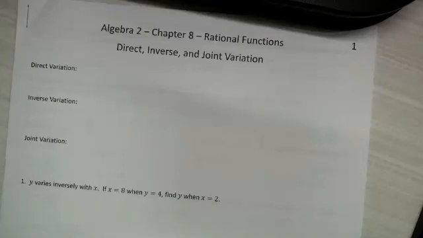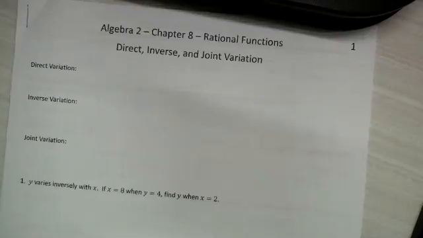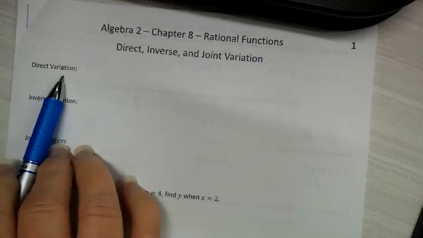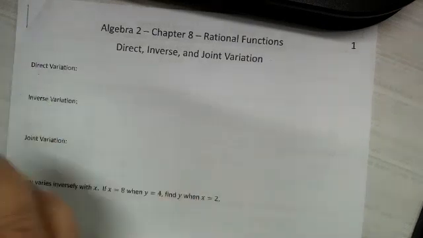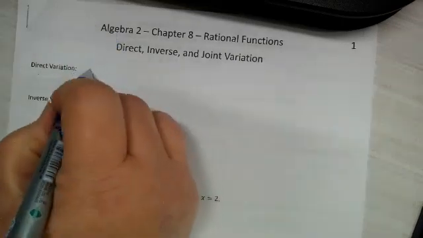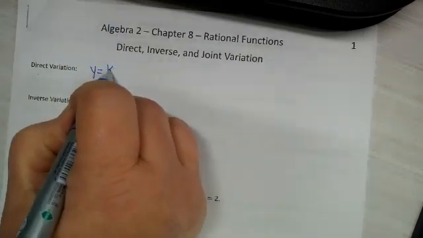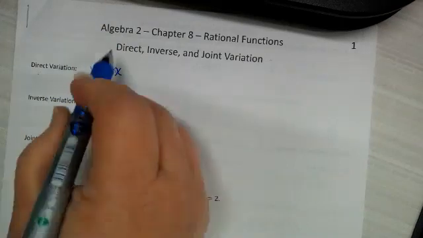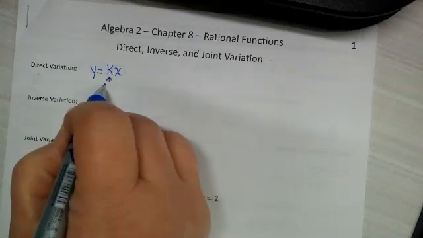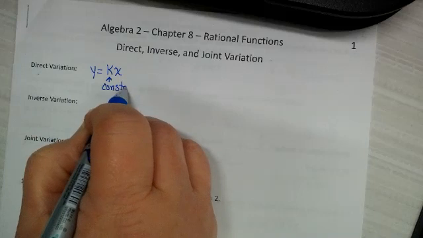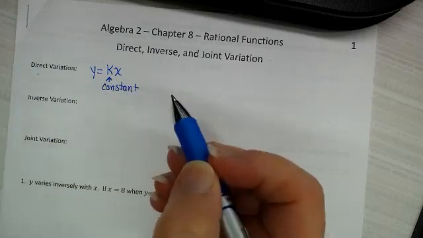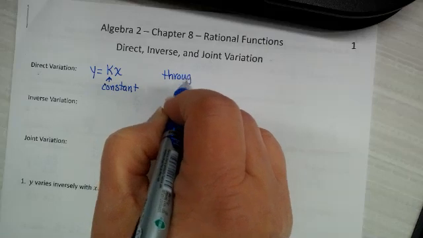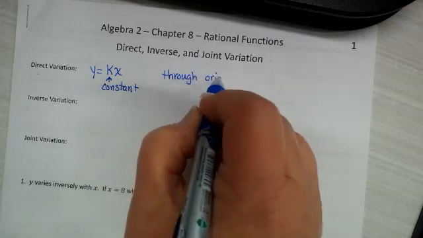We're going to start our unit today by talking about direct, inverse, and joint variation. You may have discussed direct variation in the past. Direct variation means that the two variables have a linear relationship. So your equation looks something like this: y equals kx. K is going to represent some sort of constant that represents the relationship between the y and the x. This goes through the origin to be a direct variation question.